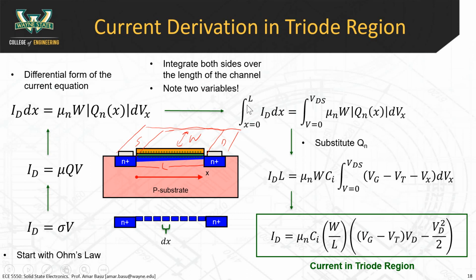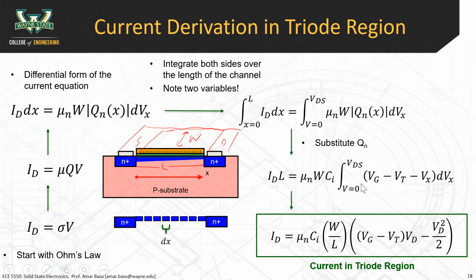This is going from x equals 0 to L. This is going from v equals 0 to VDS. All right, so this is the interesting mathematical part, and then from here it's just straight up a simplification. We substitute q sub n here that we had from 2 slides earlier, where we derived the q sub n, the amount of charge in the channel, and that's equal to Vg minus Vt minus Vx times Ci. So that's where these new terms come from.